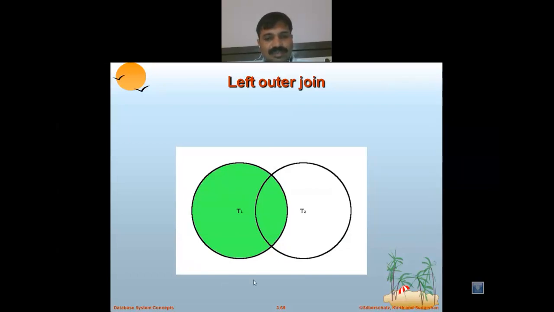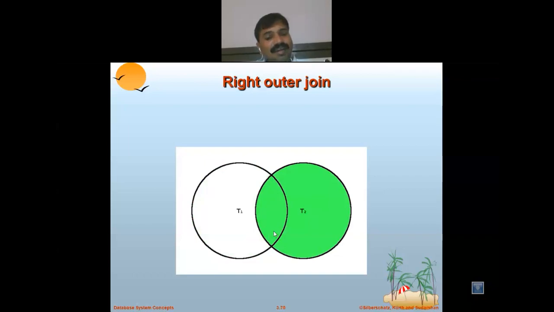In this case, we have to use all records from the left side table and those which match with the records of T2. So that part of the records is displayed. That is a left outer join. Right outer join: all records from T2 and those which match with T1. So those records are displayed.